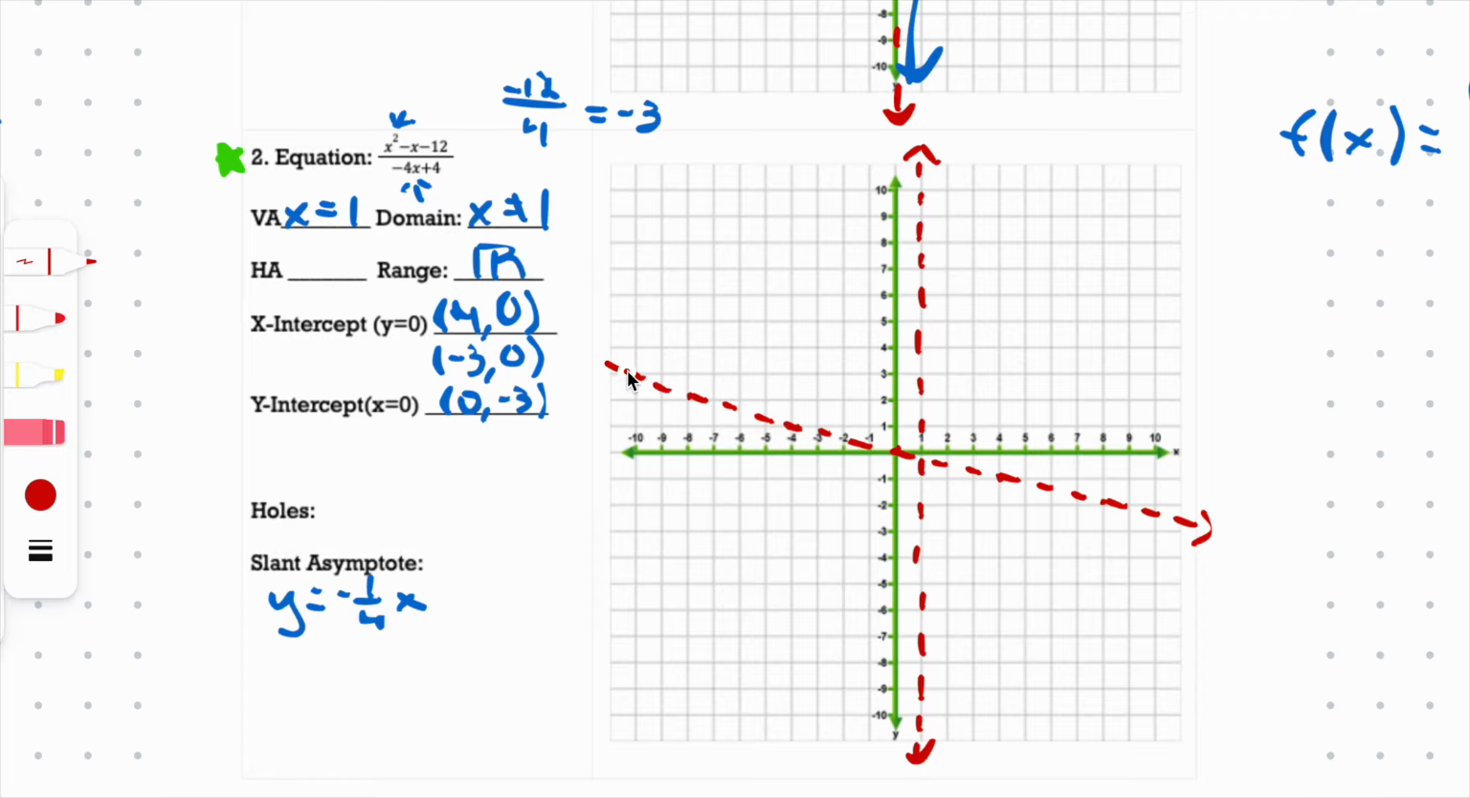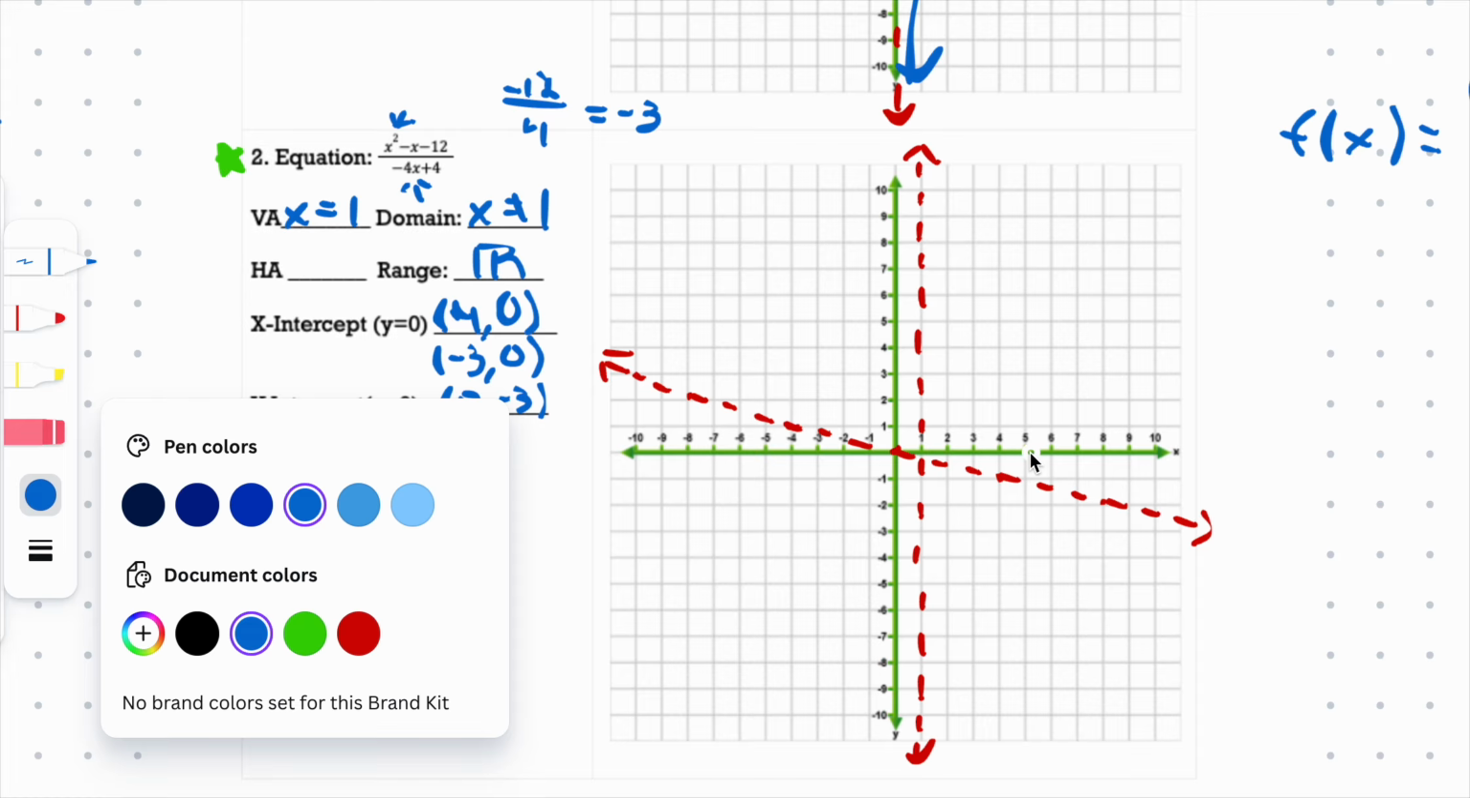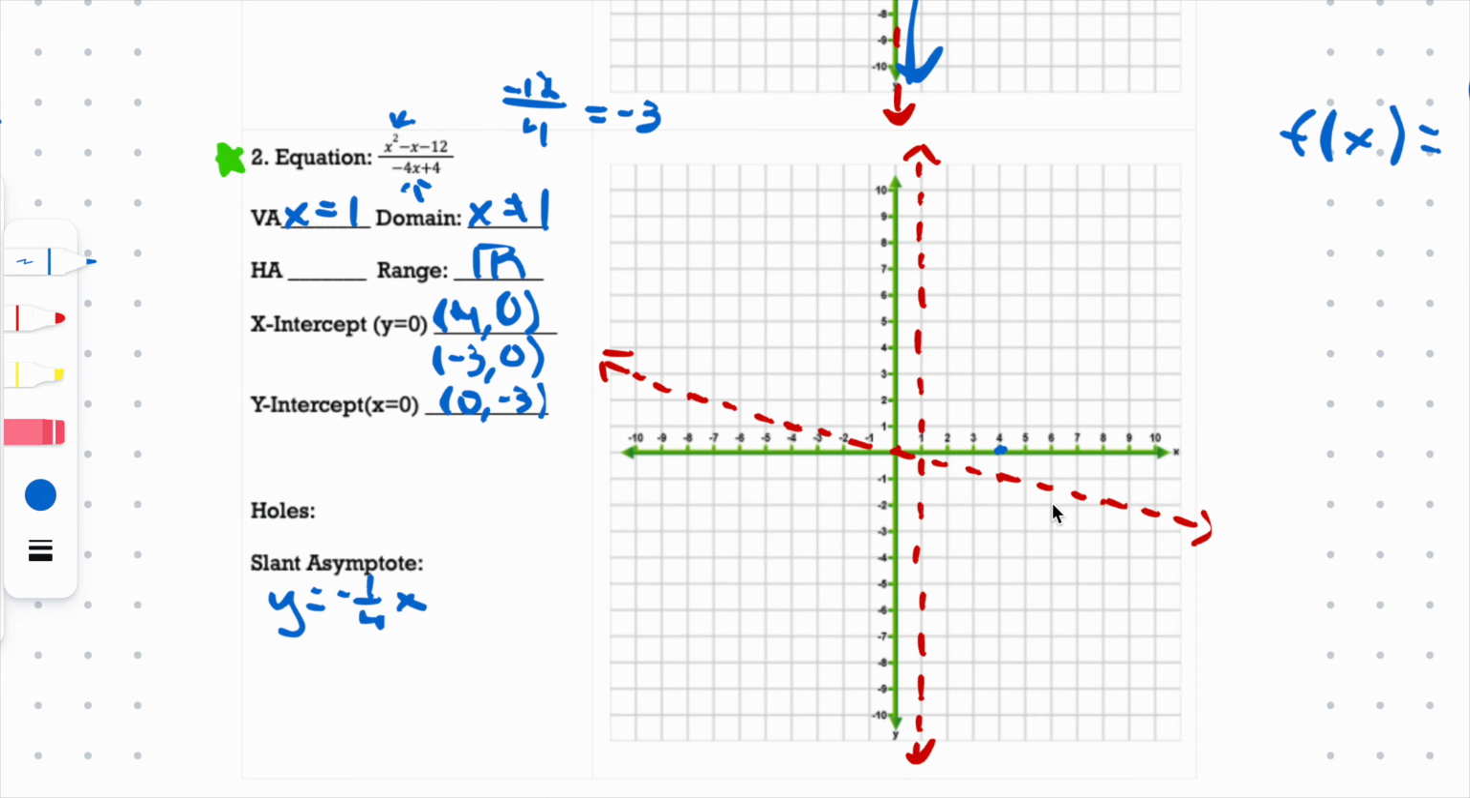Something along the lines of that. Okay, great. Now let's put down some of our points that we have. So we have a point at 4, 0, negative 3, 0, and 0, negative 3. Okay, great. And now we're at the point where we just want to start finding some points so we can get an idea of what this graph looks like.